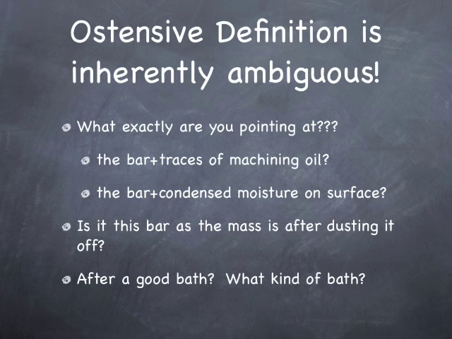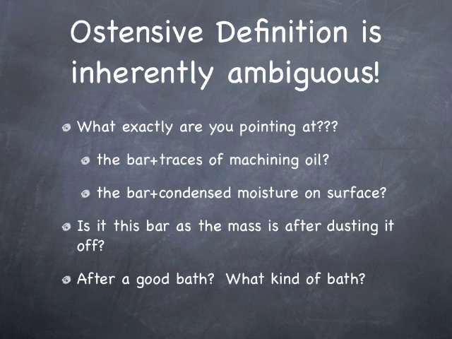Now, the kicker with ostensive definitions is that they are inherently ambiguous. There is an ineliminable amount of ambiguity inherent in the process of ostensive definition. What exactly are you pointing at when you do this? When they pointed at this bar, were they pointing at the bar plus the traces of machine oil lingering on it? What about the condensed moisture on the surface? If there's any dust on it, are we talking about the mass after dusting it off, after a good bath, or what kind of bath? If we scrub it too hard, we'll obviously change it.